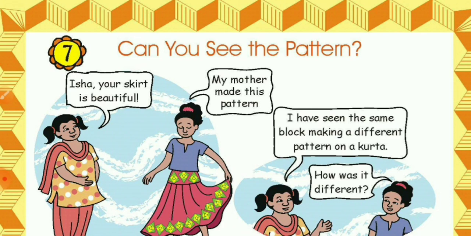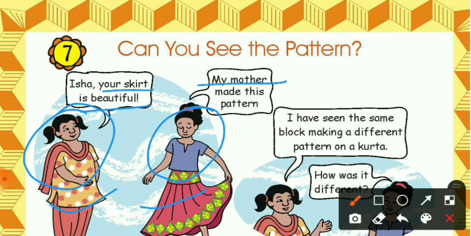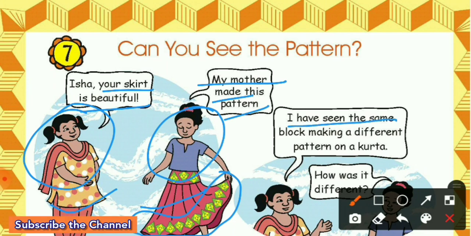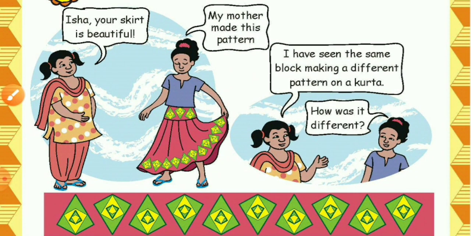So here are two friends. You can see their pictures. This is Isha and this is her friend. Her friend is asking Isha, "Isha, your skirt is beautiful." So Isha is replying, "My mother made this pattern." Here you can see downside on the skirt, the beautiful patterns are here. Now her friend is saying, "I have seen the same block making a different pattern on a kurta, and that kurta was her brother's."